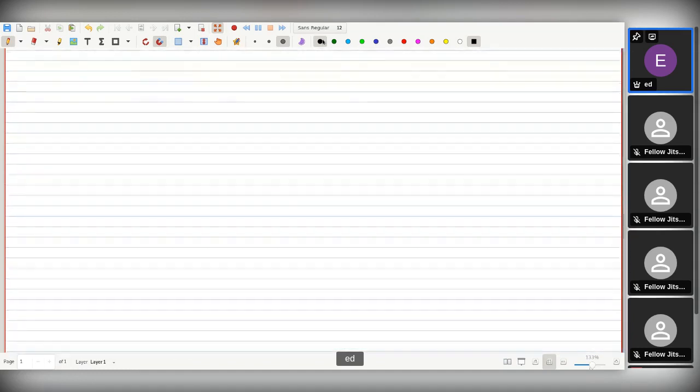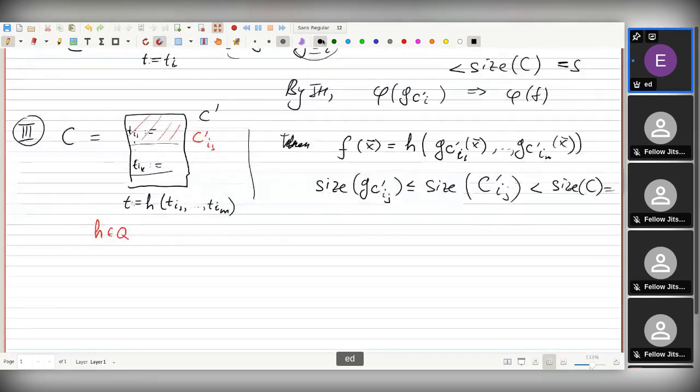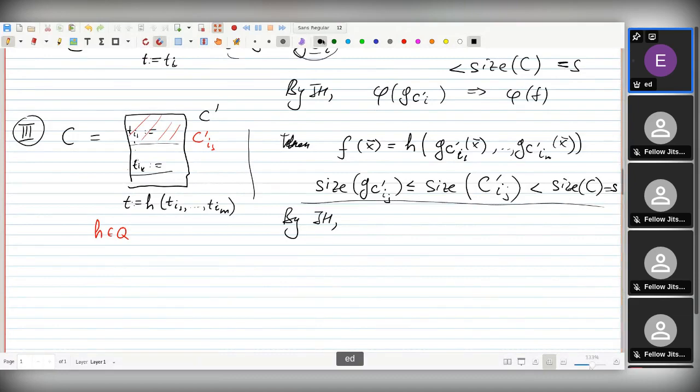So the inductive hypothesis is applicable. It is strictly less than C, so the inductive hypothesis is applicable. By the inductive hypothesis, phi holds for all these functions. Is it clear? Yes.